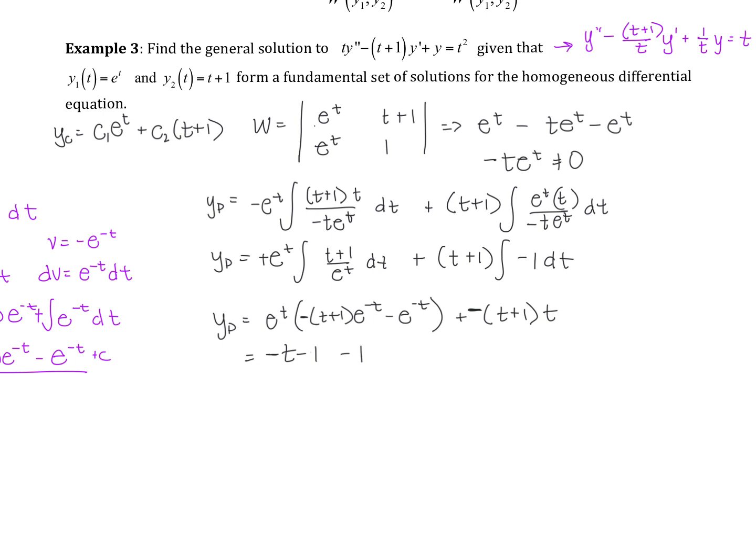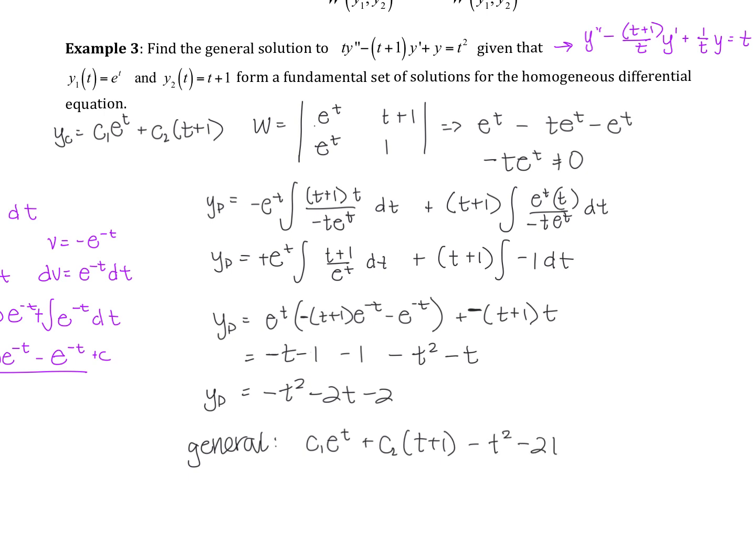And then this integral here, we've got negative t squared minus t. Simplifying for my particular solution, we end up with negative t squared minus 2t minus 2. And then my general form would be the complementary solution, c1 e to the t plus c2 times t plus 1, given to me, minus, or plus the function t squared minus 2t minus 2. So that's the variation of parameters. So good luck on your homework, and we'll see you soon.